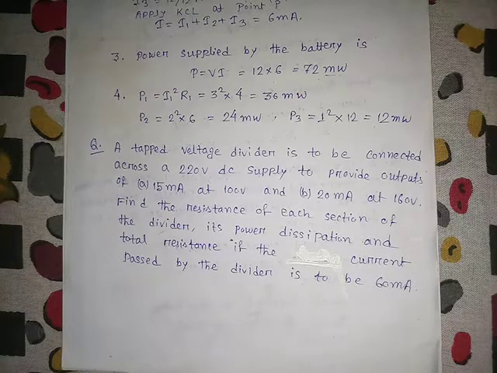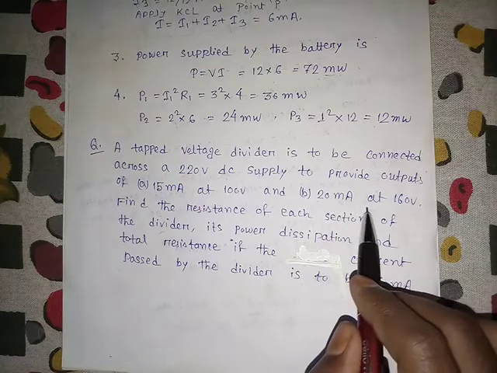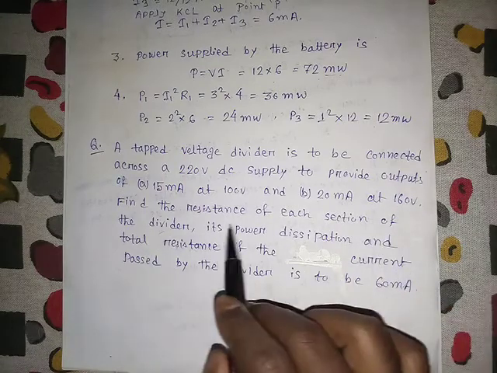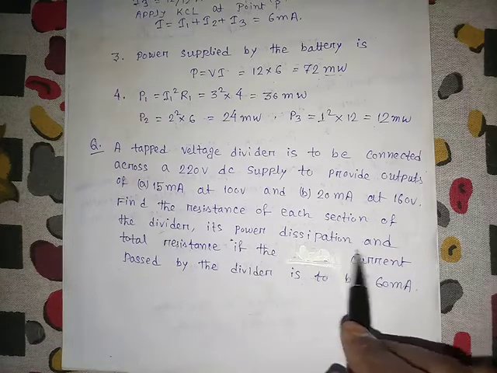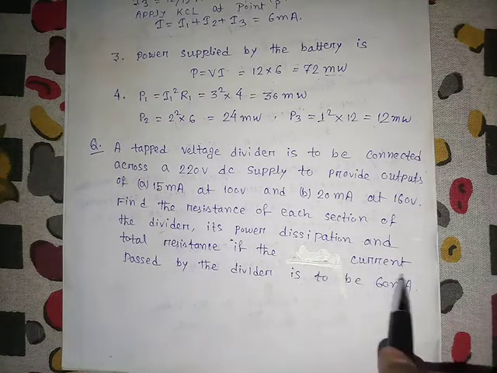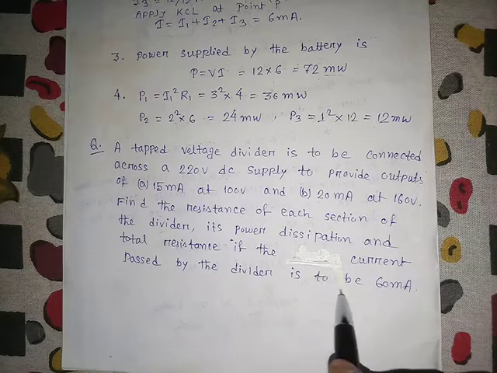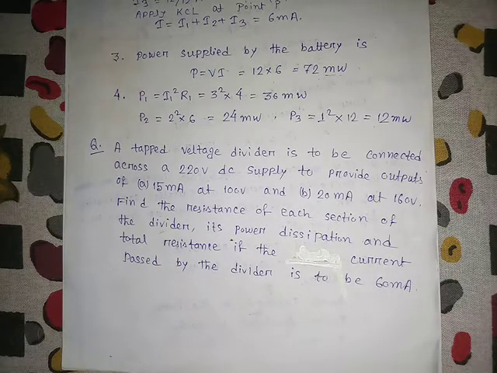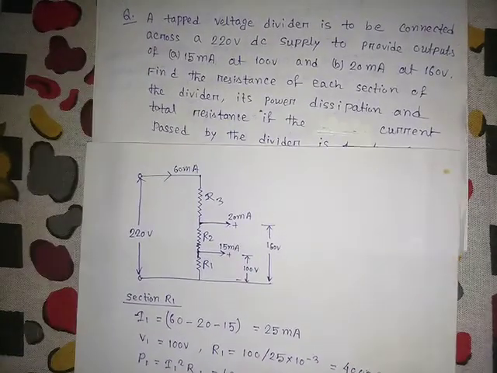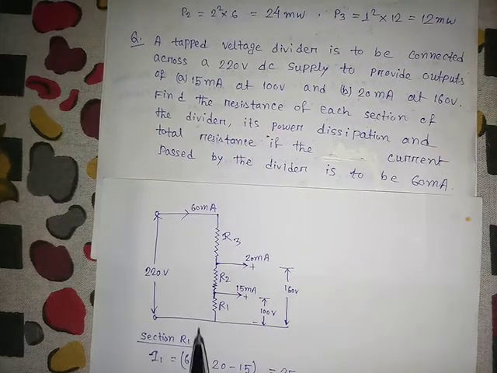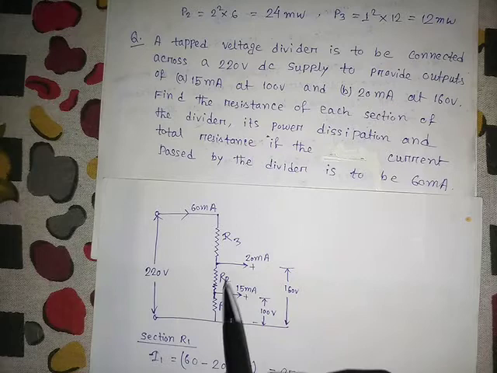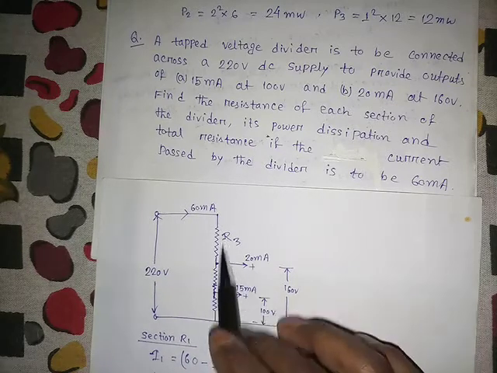Okay, these are simply 20 milliampere at 160 volt. Find the resistance of each section of the divider, its power dissipation, and the total resistance if the current passed by the divider is to be 60 milliampere. After considering this figure, it should now be clear. A tapped voltage divider simply means a voltage regulator circuit.